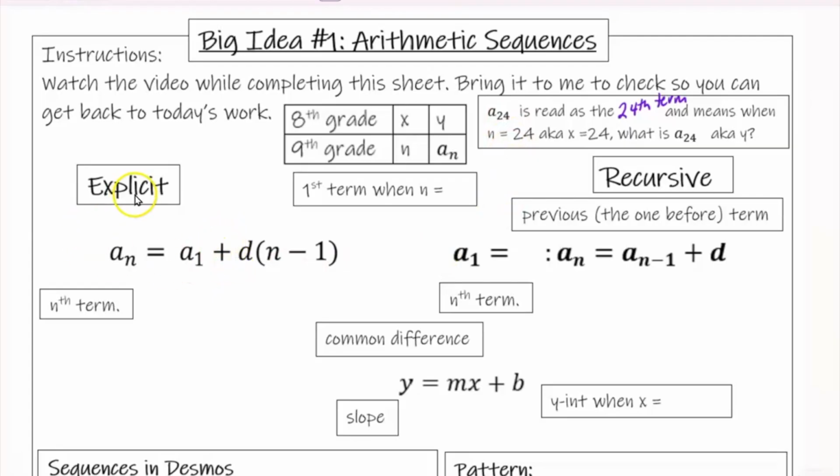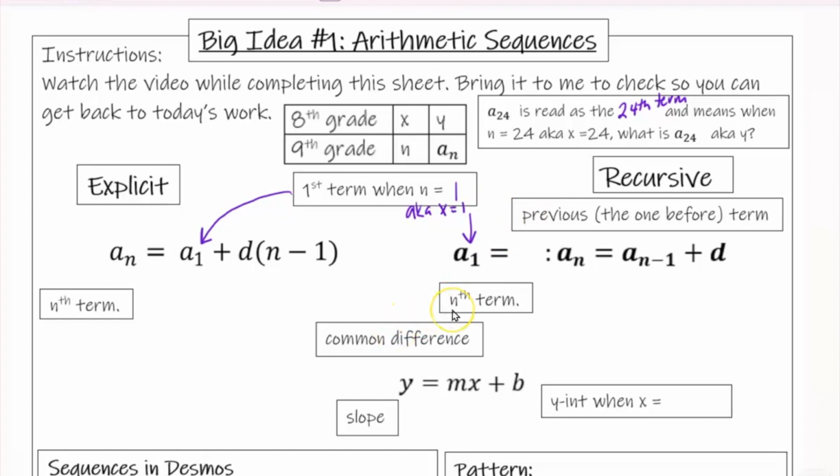All right, so we're going to go ahead and look at 2 formulas, which is explicit and recursive for arithmetic sequences. And whatever I'm writing down, you're going to write down. So the first term occurs when n is equal to 1. Okay, the first term is when n is equal to 1. And that is written as a sub 1. So it doesn't matter whether you're looking at explicit or recursive, a sub 1 means the first term. And it happens when n is equal to 1, aka x is equal to 1 if you're thinking about it in 8th grade.